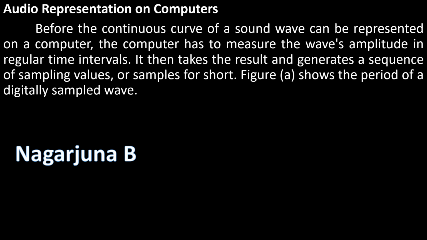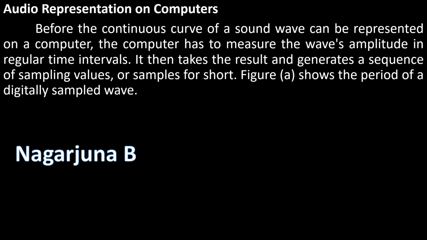Audio representation of computers. In the previous class, I have told about a sound. A sound is nothing but the physical phenomena which has been caused by the vibration of a material. Due to vibration of a material, what happens? The air fluctuations will be created. It is the pressure in the air that will form fluctuations, and those fluctuations will be propagating in the air in the form of oscillations, and that we call a waveform.